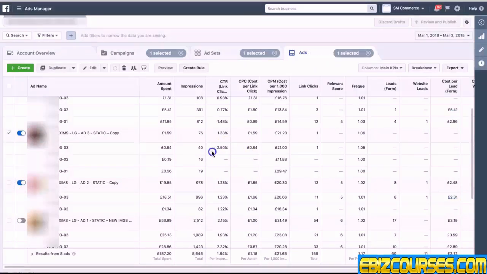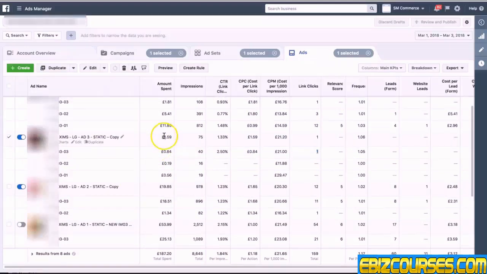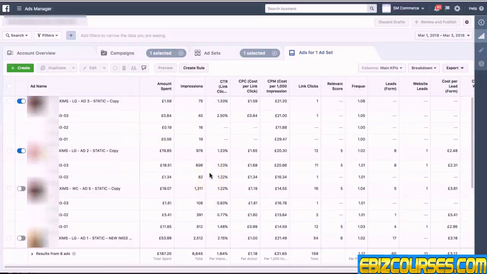This particular ad here has a really good click-through rate and a low CPC. Because of the small spend, it's only had 1 click at the moment. Now, with the 2 ads running, more spend will fall into that. And I imagine if the conversion rate continues, this may become our winning ad. So that's something I'm also looking out for.